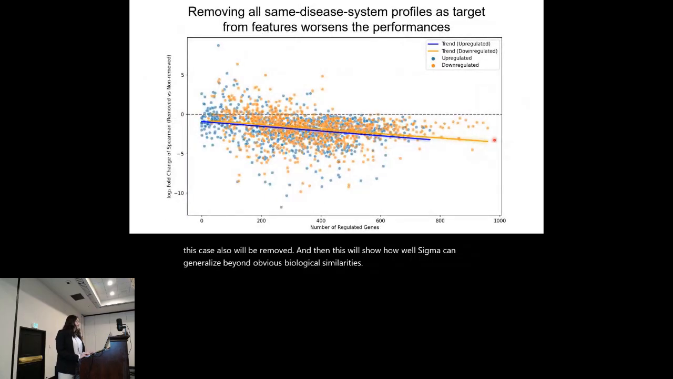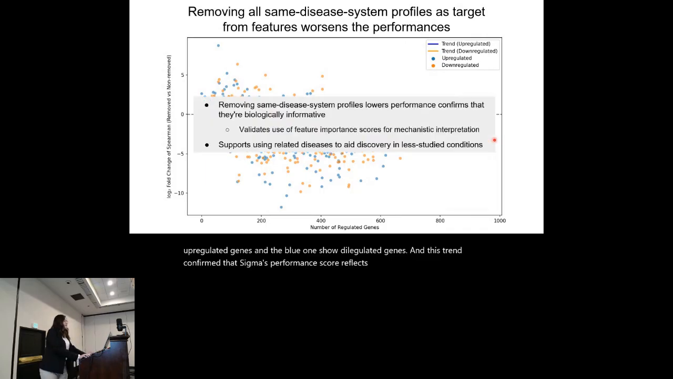As expected, removing same-system diseases hurt the performance, especially for targets with strong signals, which show as a higher number of regulated genes on the x-axis. On the y-axis, we show the performance, and you can see that the performance is dropping. The orange represents upregulated genes, and the blue shows downregulated genes. This trend confirms that SigMatch performance reflects real biology, and that related diseases help the model learn even across less-studied conditions.